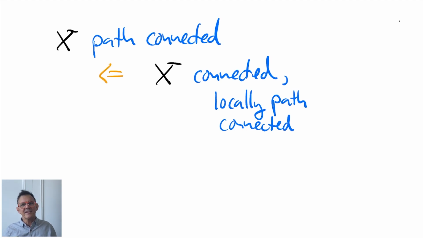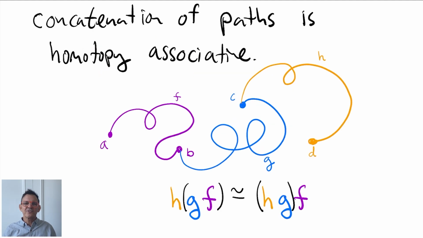But instead of proving any of those results, I'm going to return to the idea of path concatenation and the fact that it does not define an associative operation. The way in which path concatenation fails to be associative is relatively mild. And in fact, concatenation defines an operation that is homotopy associative. So let me tell you what a homotopy between paths is.